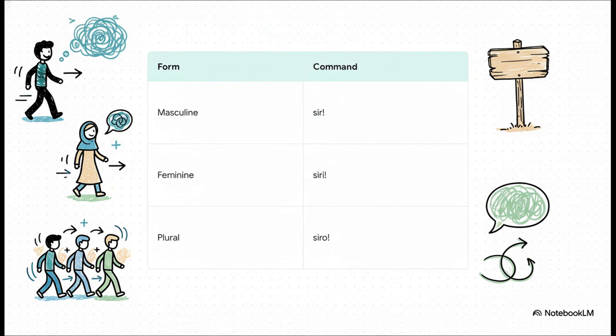But here's the really cool part. Our gender and plural pattern, it still works. To tell a woman to go, it's siri. And for a group, siro. So see, even the exceptions kind of follow a rule.